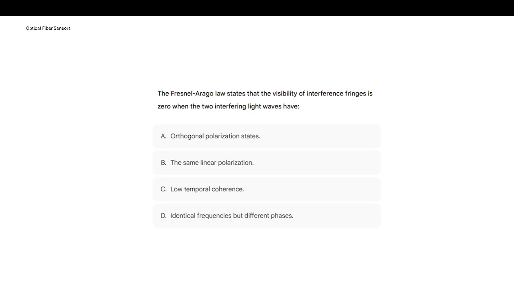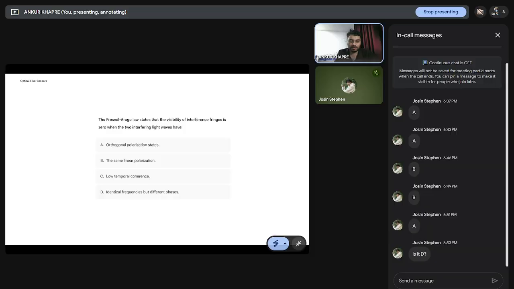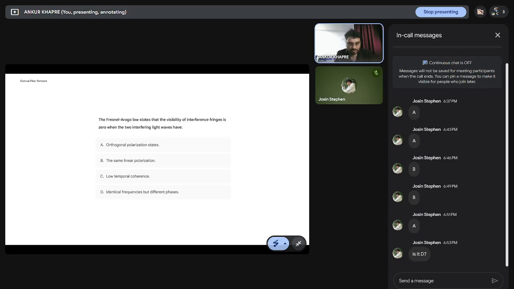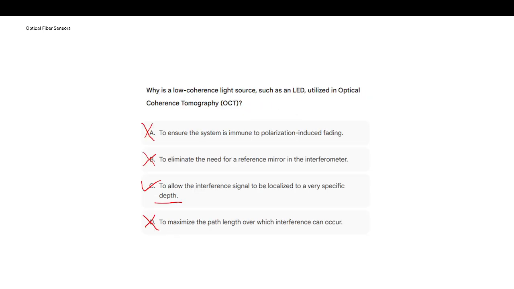Okay, moving towards the next question. The Fresnel-Arago law states that the visibility of the interference fringes is zero when the two interfering light waves have: A. orthogonal polarization states, B. the same linear polarization, C. low temporal coherence, D. identical frequencies but different phases. Let me know what is your answer for this. So in the previous question you said D, but it's not D, this is C, I think.